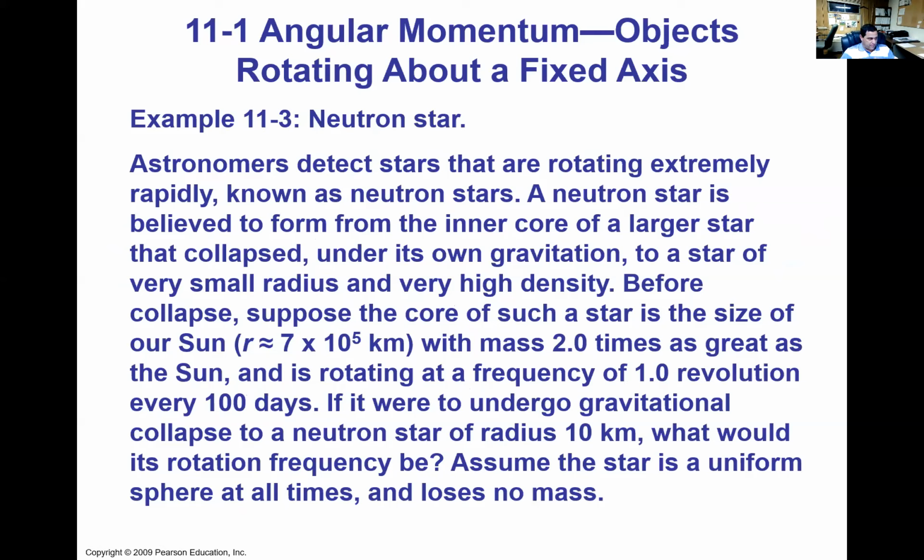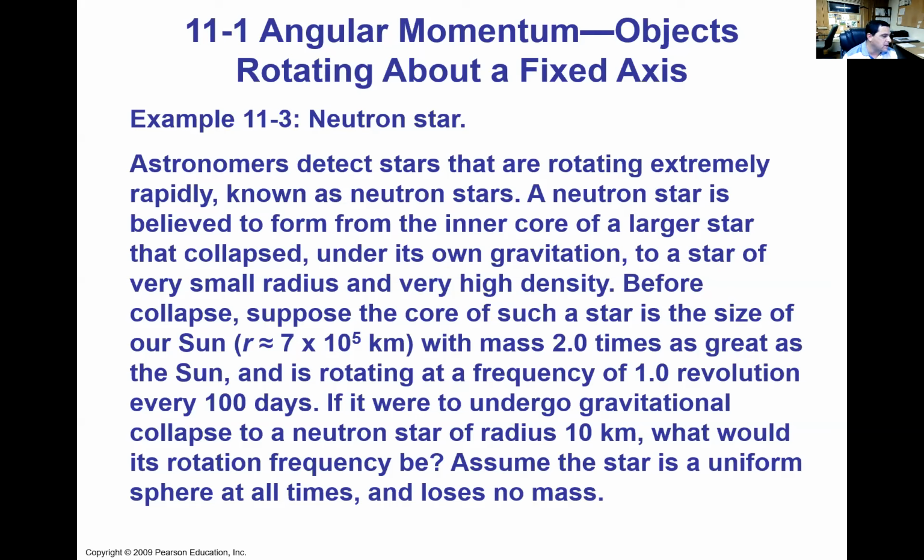I'm going to do another example. You have a neutron star. An astronomer detects stars that are rotating extremely rapidly, known as neutron stars. A neutron star is believed to form from the inner core of a larger star that has collapsed under its own gravitation to a star of a very small size but a very high density. Before the collapse, let's assume that the core of such a star is the size of our sun, 7 times 10 to the 5th kilometers, and has a mass 2 times as great as our sun.